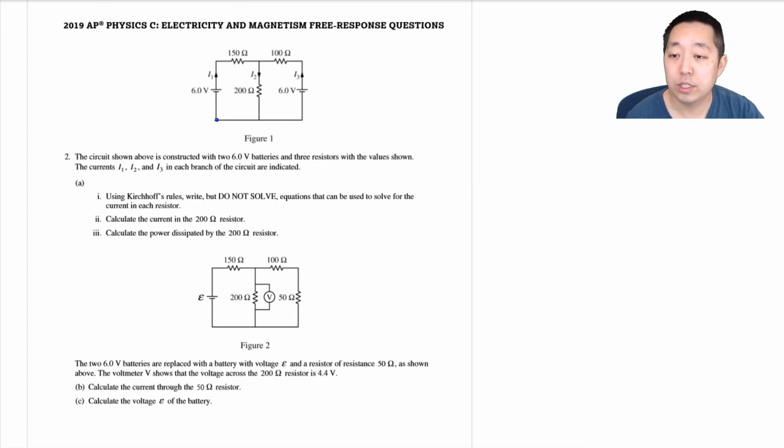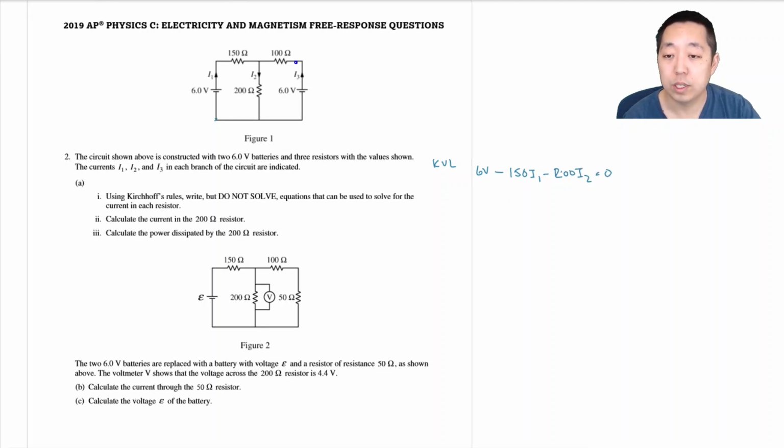Okay, so I have a circuit here with two 6-volt batteries and 3 resistors, and using Kirchhoff's rules, write but do not solve the equations that can be used to solve for the current of each resistor. So I'm going to do a loop, KVL, for this loop and then this loop. So the KVL equation is 6 volts minus a voltage drop there, 150 I1, minus 200 I2 is equal to 0.